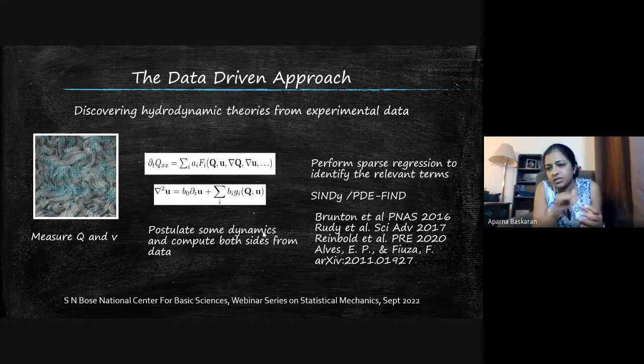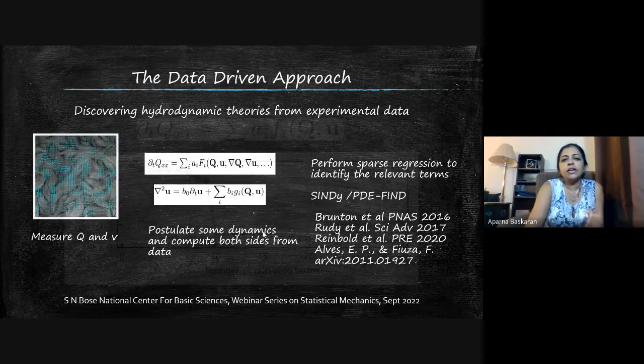And the papers that I'm citing here are by the people who taught us how to do this. If somebody gave you a pile of data, how do you use that pile of data to discover the hydrodynamic equations from there? So what we did was we took this pile of data, built the SINDy framework for it, and asked what equation the data itself suggests. And what we found is the following.